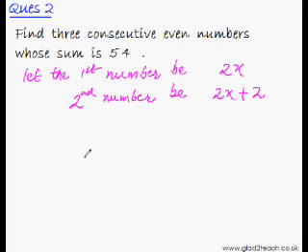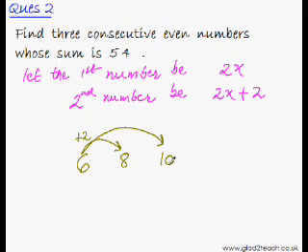Like if the first even number was, let's say, 6, then the next even number would be 8. Now, how do we get 8? By adding 2 to the first number. And using the same logic, can you tell me what would the third number be? 10. And how do we get 10? By adding 4 to the first number. So the third number will be 2x plus 4.